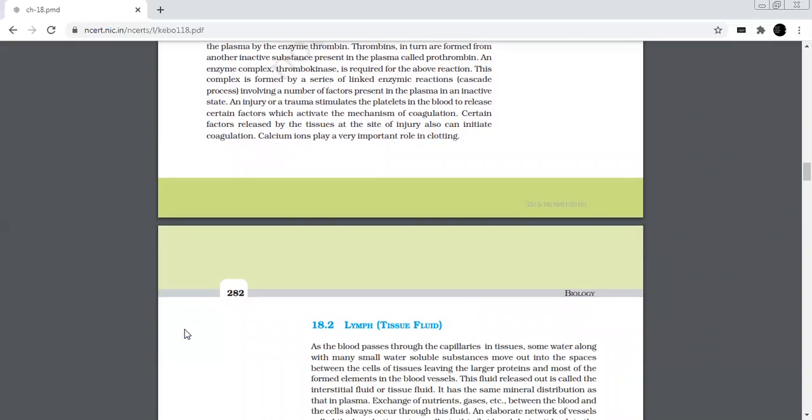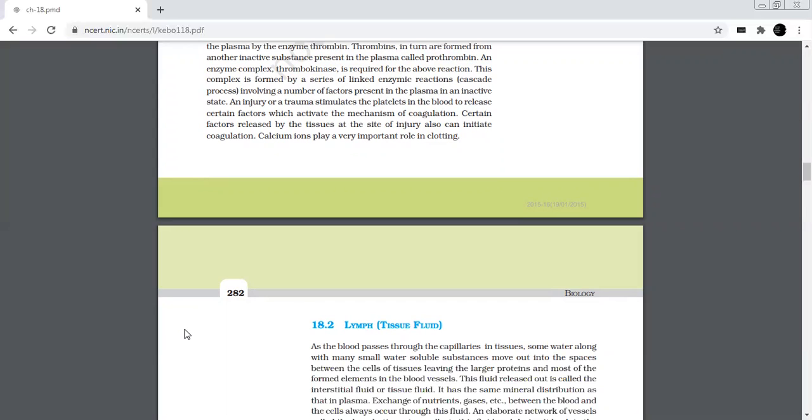An injury causes stimulation of platelets to release certain platelet factors. This in turn activates the mechanism of coagulation or clotting at the site of injury. Thromboplastin helps in the formation of the enzyme prothrombinase that converts the inactive plasma protein prothrombin into its active form, thrombin. The thrombin thus acts as a proteolytic enzyme to convert fibrinogen molecules to form insoluble fibrin monomers.